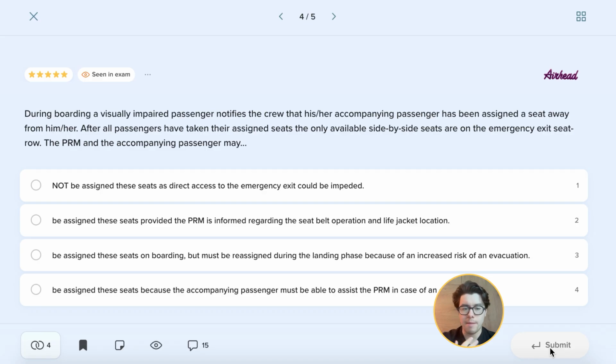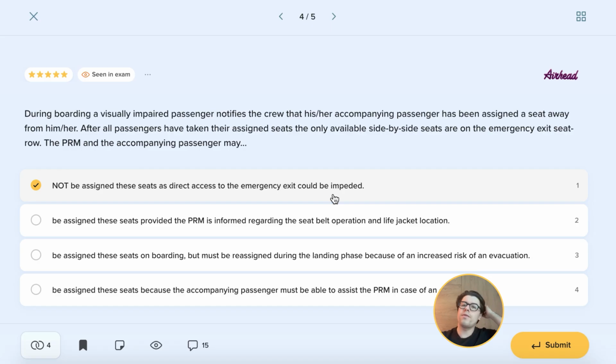And now for question number 4. During boarding, a visually impaired passenger notifies the crew that his or her accompanying passenger, or a buddy, has been assigned a seat away from him or her. And after all passengers have taken their seats, the only available side-by-side seats are the emergency exits. The PRM, so the passenger with reduced mobility, and the accompanying passenger, also called the buddy, may not be assigned these seats as direct access to the emergency exit could be impeded.